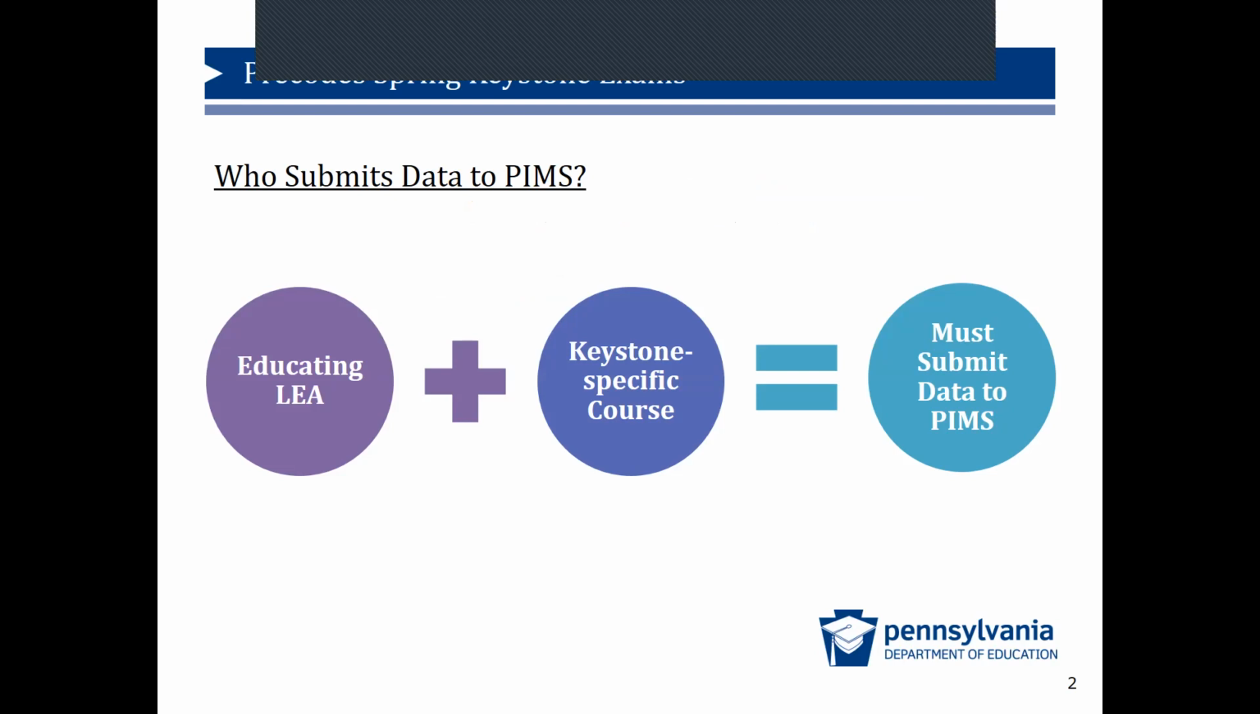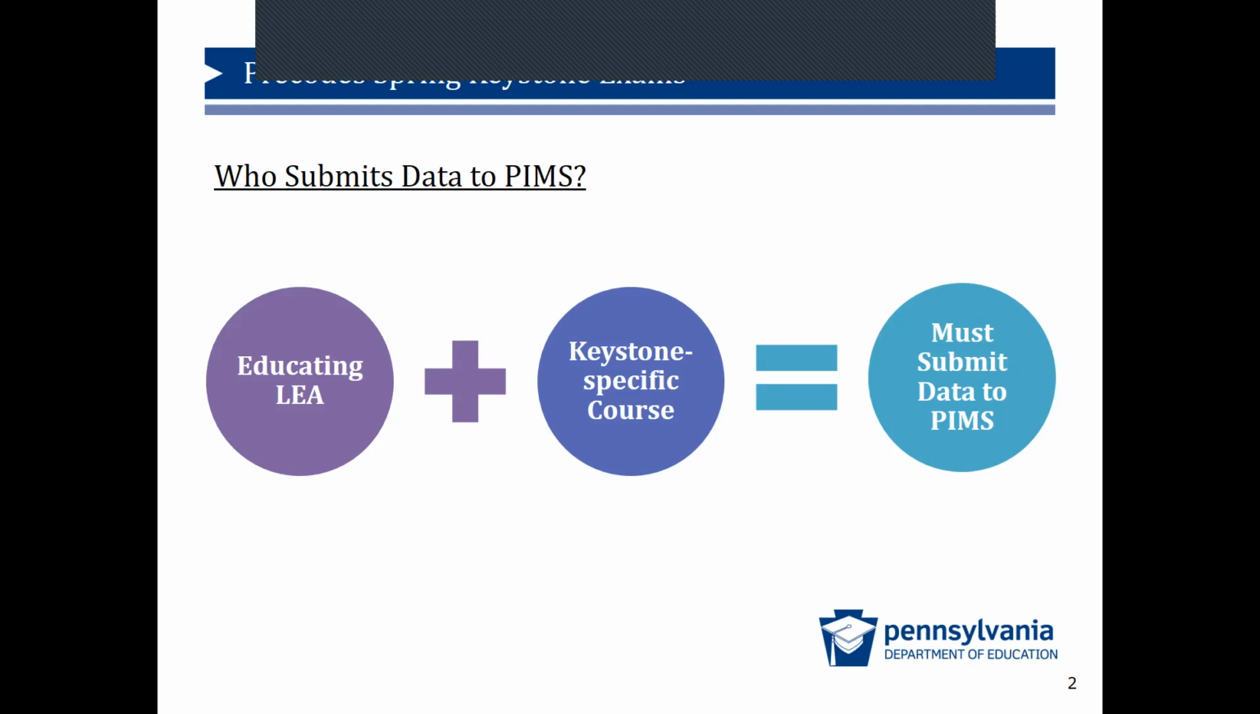Any entity that teaches a Keystone-related course must assess the student in algebra, biology, and/or literature keystones as end-of-course exams. Keystone courses are designated in PIMS by the LEA as trigger courses. Designating a course as such is a local decision and not mandated by PDE. LEAs should look at the content standards for a Keystone course before designating the course in PIMS to ensure that students have the requisite knowledge to demonstrate proficiency.